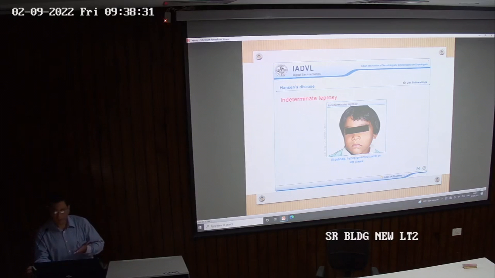What are the differentials of this case? A hypopigmented patch is there on the face. We have already gone through this. That's why I am asking about the differential diagnosis in this case.